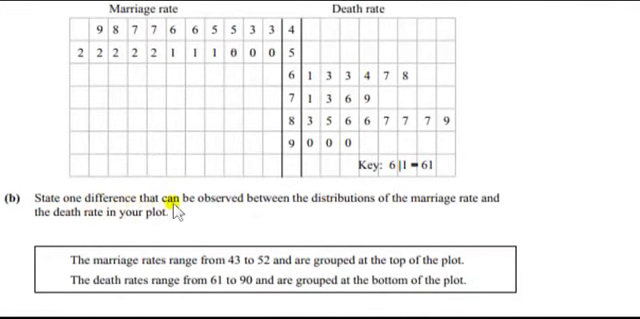State one difference that can be observed between the distributions of the marriage rate and the death rate. Well, you can see that the distributions of marriage and death rates are very different. One difference is that the marriage rates are grouped at the top of the plot, whereas the death rates are grouped at the bottom of the plot.